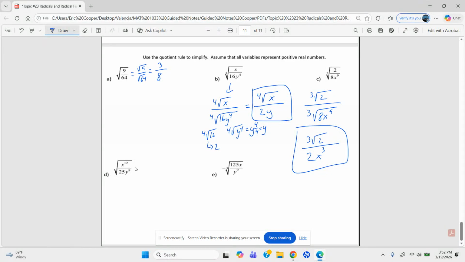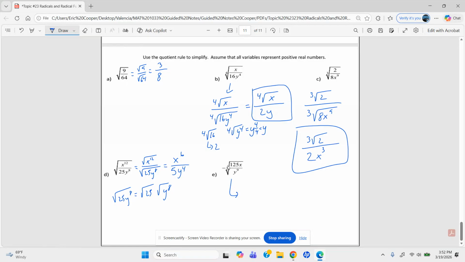We'll do the same with this. This is just the square root of x to the 12th over the square root of 25y to the 8th. The square root of x to the 12th is x to the 6th. The square root of 25y to the 8th is the square root of 25, and the square root of y to the 8th. The square root of 25 is 5, and the square root of y to the 8th is y to the 4th. Remember, with square roots, we just take half of the exponent. So half of 8 was 4, and half of 12 was 6.